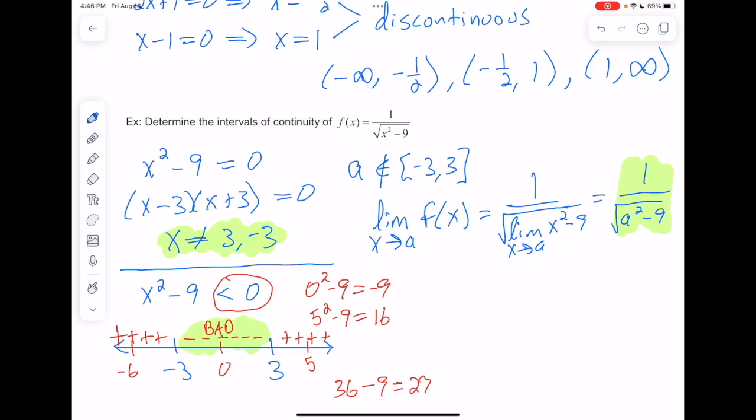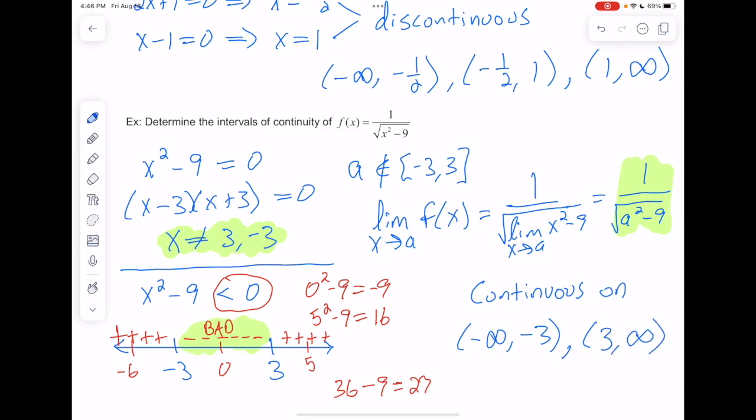So where is it continuous? It's continuous on the interval from negative infinity up until negative 3, but not including it. And then again from, but not including, 3 to infinity. So we see another issue that can cause a discontinuity here. It doesn't have to be a vertical asymptote. It doesn't have to be a hole. It could be a section of the function that's just completely undefined.